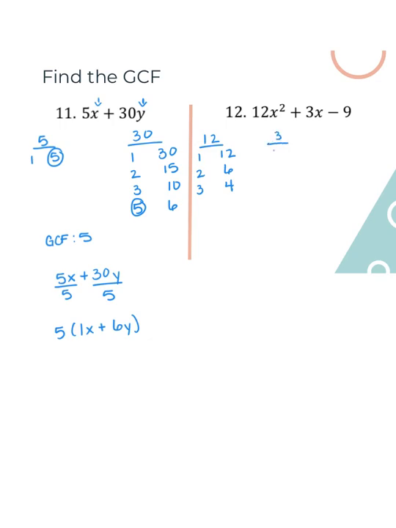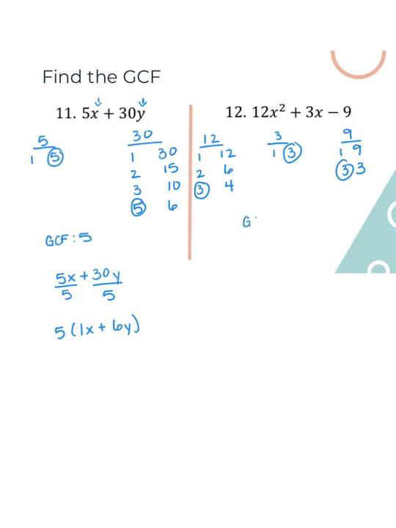Okay, 3, I know it's just 1 and 3. And then 9, I have 1 times 9. 2 won't go in there, and then 3 times 3. Okay, so when I look, my greatest common factor that they all have in common is a 3.